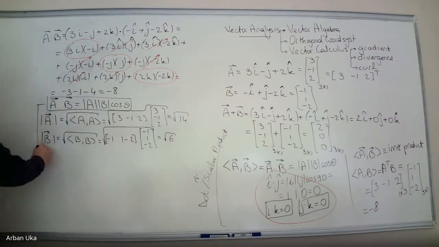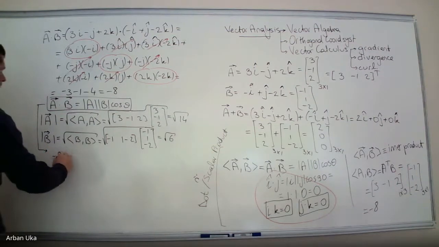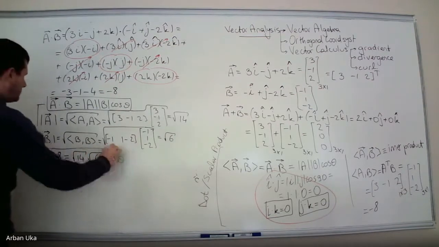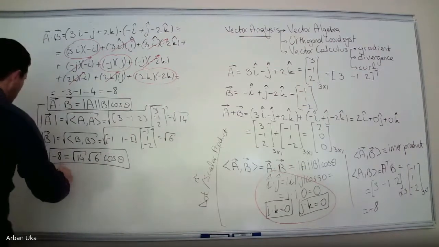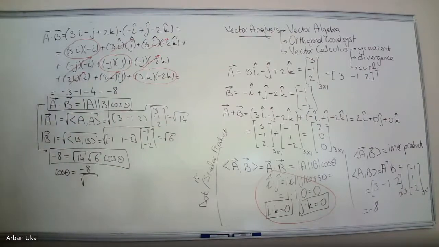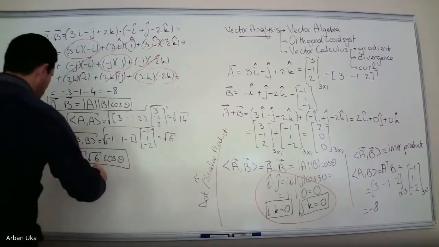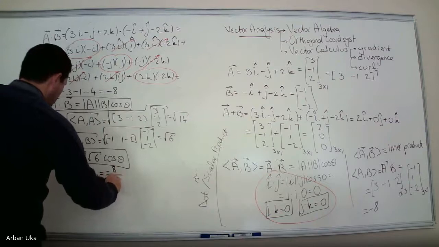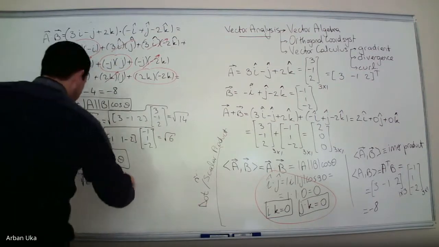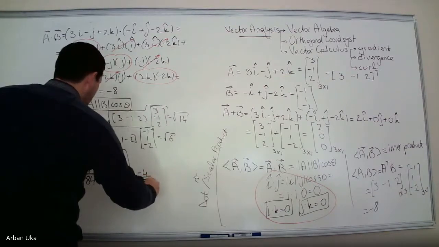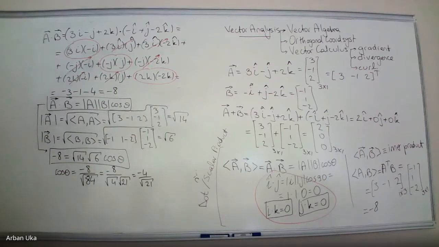And then, from this expression, we can simply state that minus 8 is equal to square root of 14 times square root of 6 times cosine theta. Cosine theta, in this case, would be equal to minus 8 divided by the square root of 84, because 6 times 14 is 84. Here, we can also simplify this a little further. This can be minus 8 over square root of 4 times square root of 21. Square root of 4 is equal to 2. This is going to be equal to minus 4 divided by the square root of 21. This is what we obtain here.